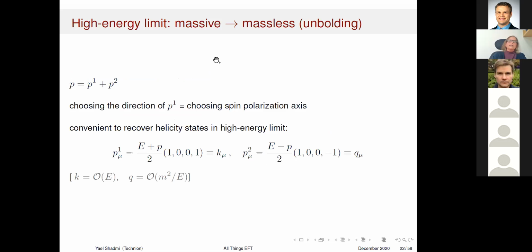And in order to see that, let's look at the high energy limit. So when we split the momentum like this, choosing the direction of, let's say, P1 amounts to choosing the spin polarization axis. And if we want to recover helicity states and helicity amplitudes at high energies, we want to align this guy with the massless limit of P. So we can make this choice of momenta. So this guy goes to 0 as the mass goes to 0, and this guy coincides with the momentum.